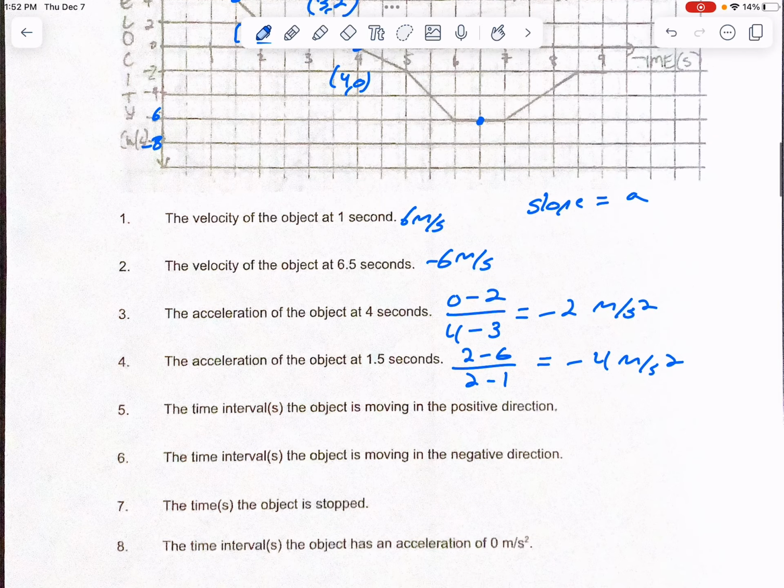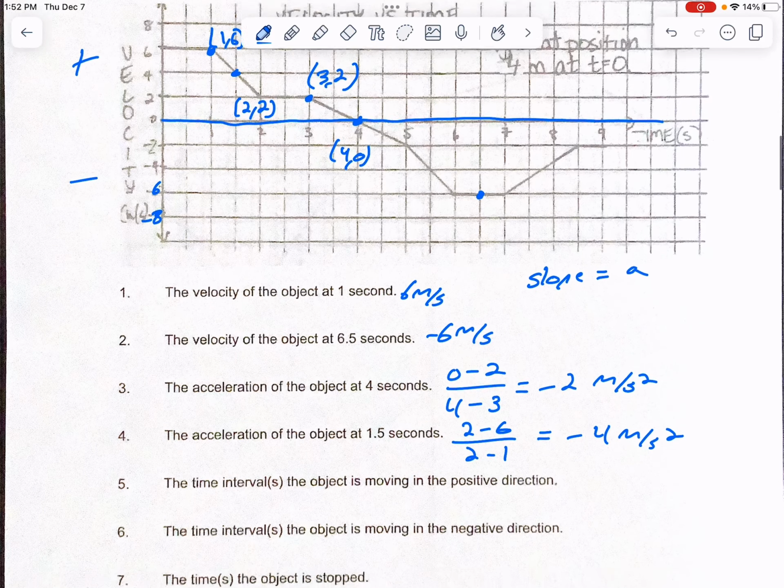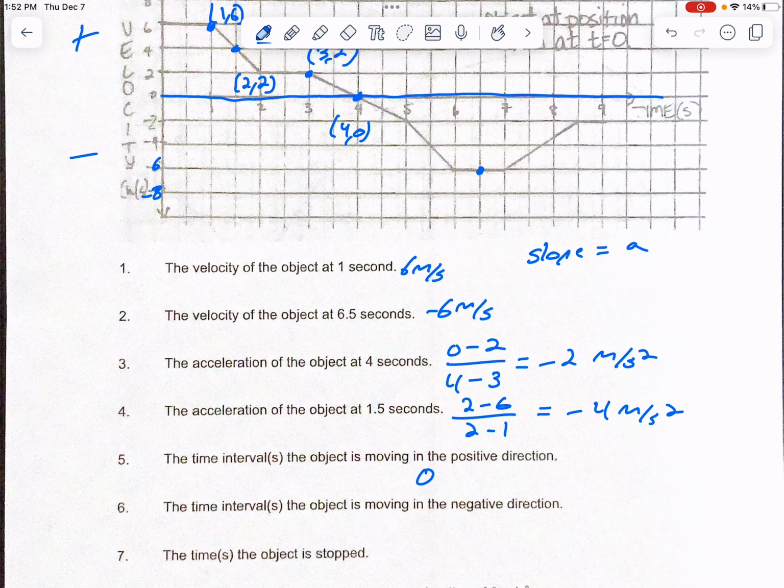The time interval the object is moving in the positive direction. Anytime you're above the x-axis, so remember your x-axis is right here, anytime you're above that, you are going forward. Even though it can be pointing down, that just means you're slowing down. But anytime you're above the x-axis, you're going forward. Anytime you're below the x-axis, you're going negative. So when are you going in the positive direction? That would be from 0 to 4 seconds.